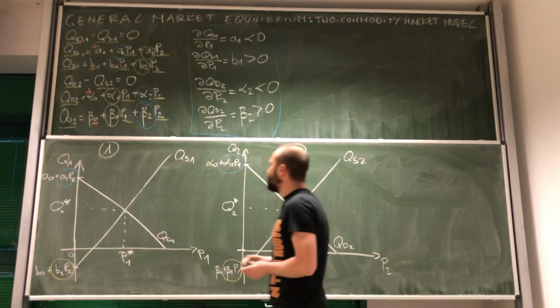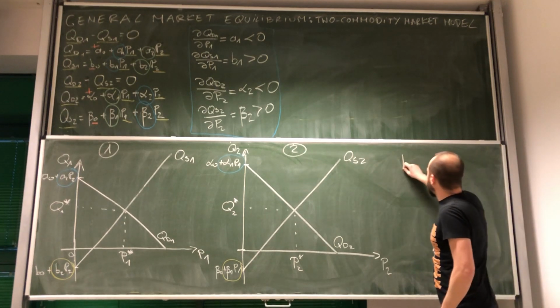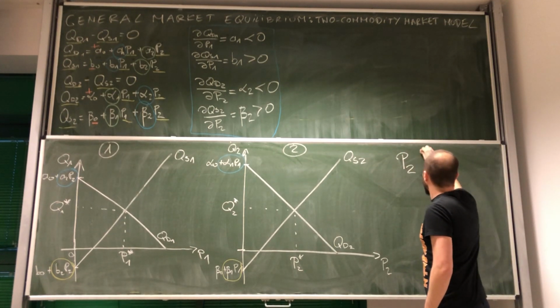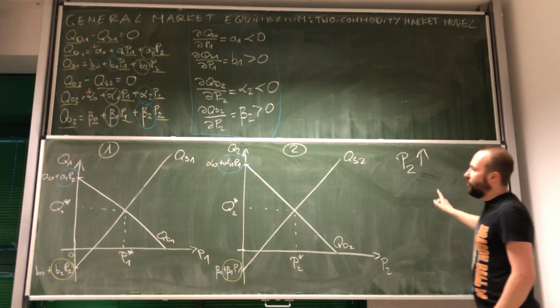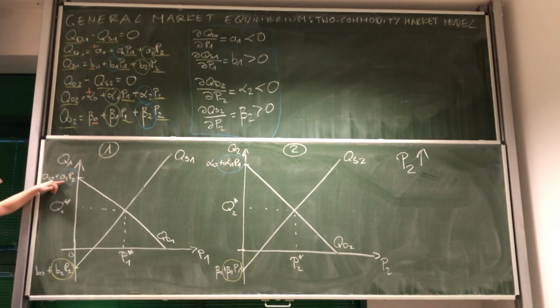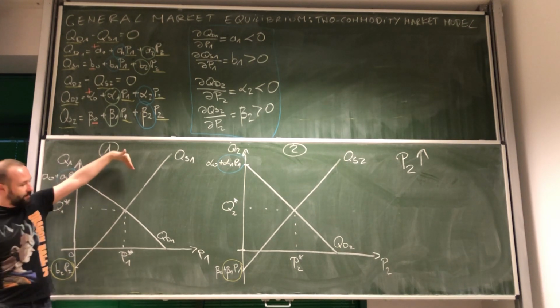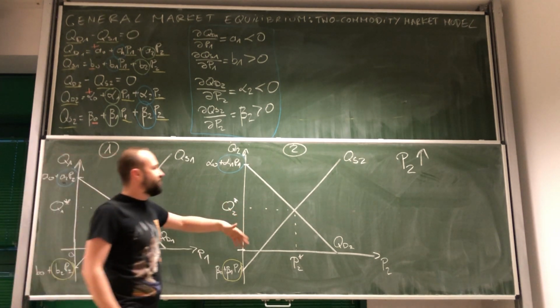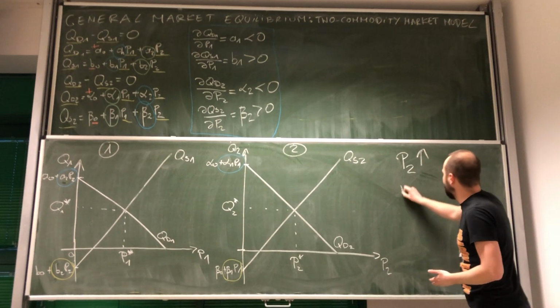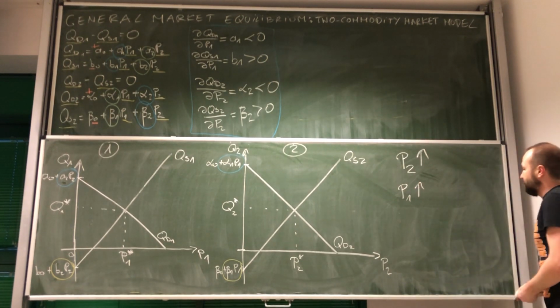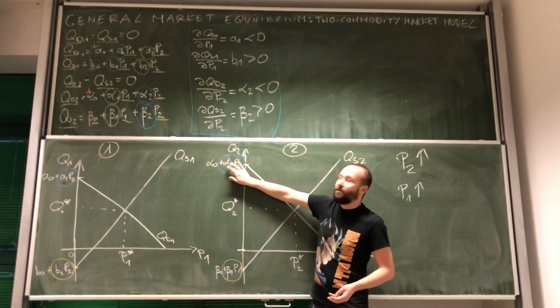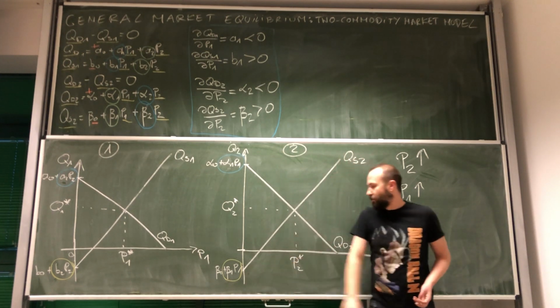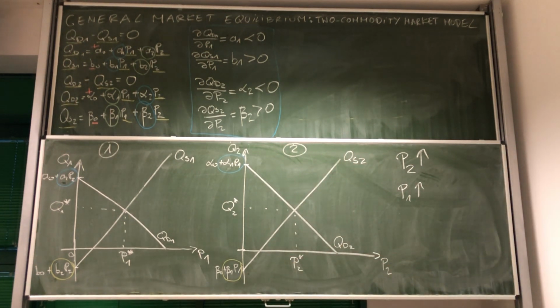Because imagine what happens in this case. Let's just say that the price of good 2 for some reason goes up. Now, what will happen over here? Well, depending on the value of the parameter A2, demand for good 1 will either go up or it will go down. And the same is true for the supply. And of course, by the same token, if the price of good 1 goes up, then demand for good 2 can either increase or decrease depending on the value of the parameter, and the same goes for supply.